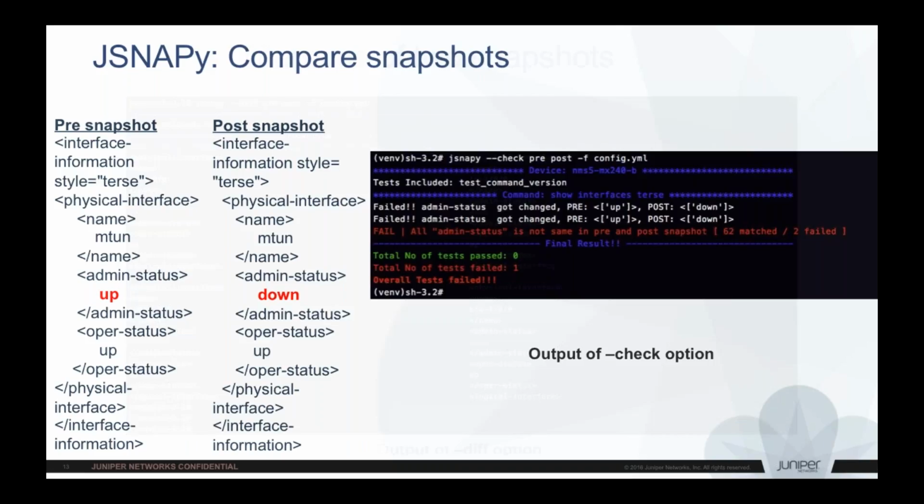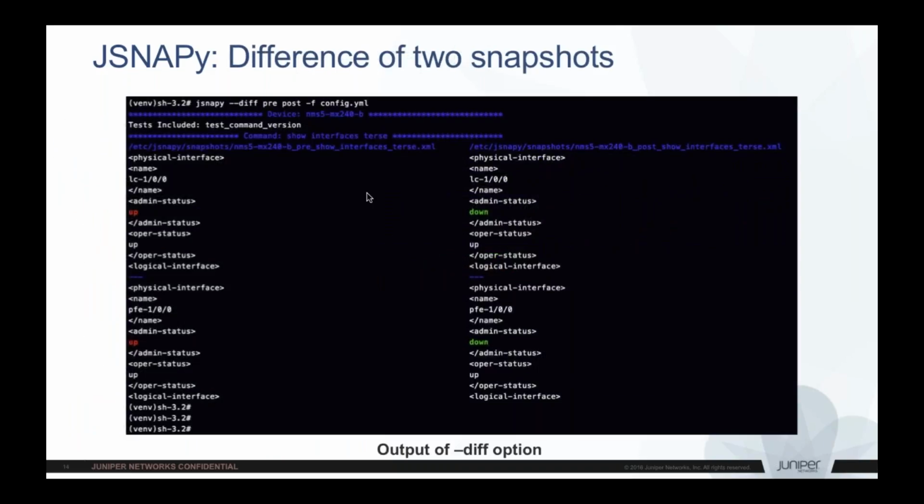As you can see here, I am comparing two snapshots, pre and post, using the diff option, which lets me compare two snapshots without any test cases. So the tool provides you all the differences. So here you can see that admin status was up, has become down. So you can get a visual representation of the differences which are color coded.